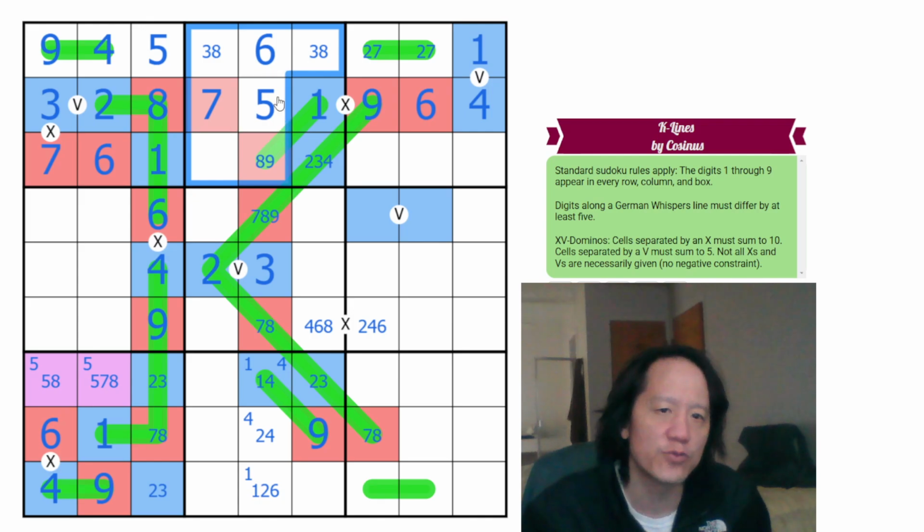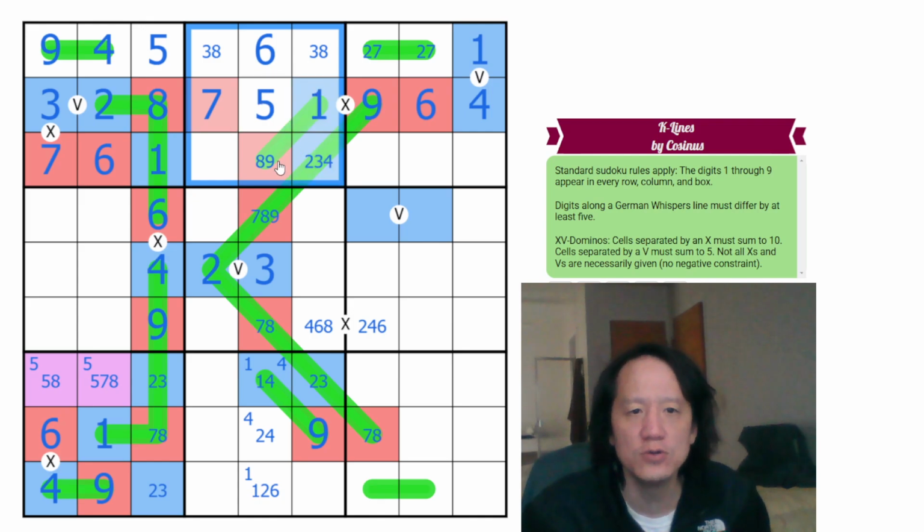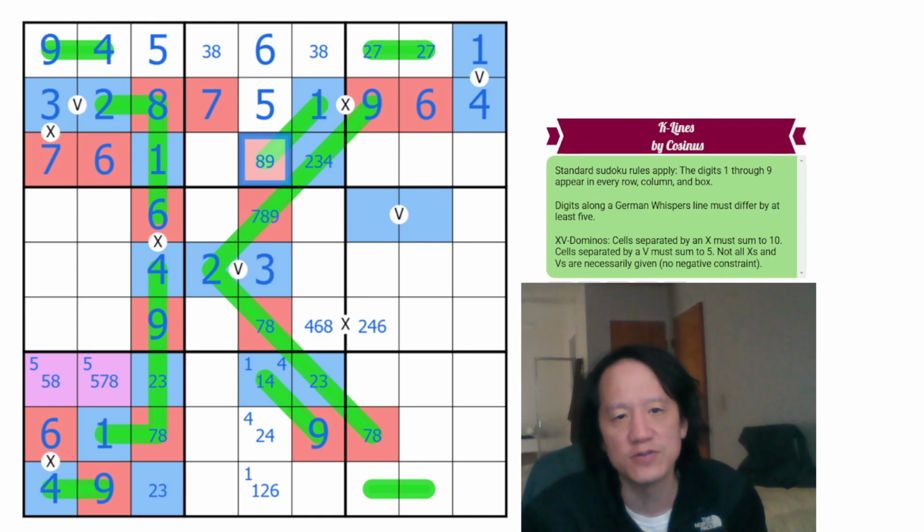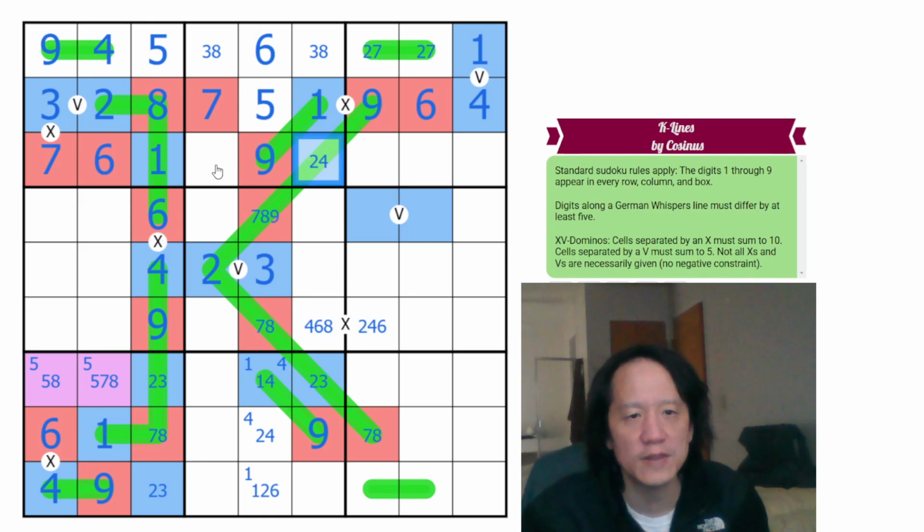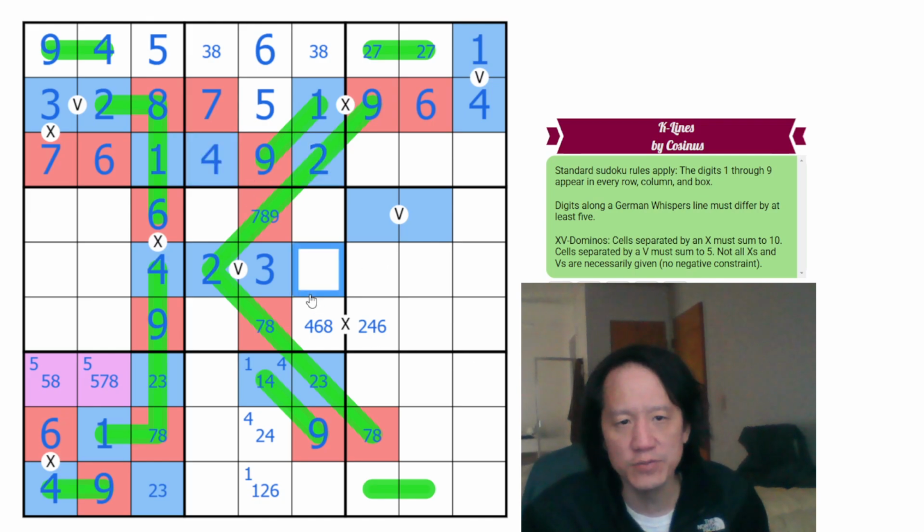We have a 3, 8 pair in box 2, which means 3 and 8 cannot be in the rest of the box. Therefore, this can't be 8, this is 9. This can't be 3, so this is 2 or 4, and this must be 2 or 4, but the 2 can't be there, therefore this is 4, which makes that a 2. So this is also low. This can't be 9 anymore.